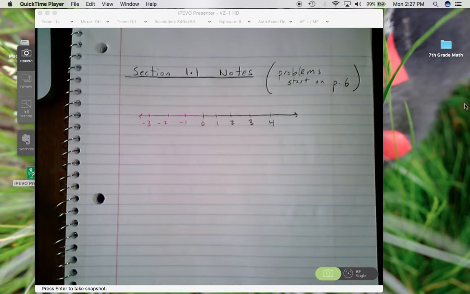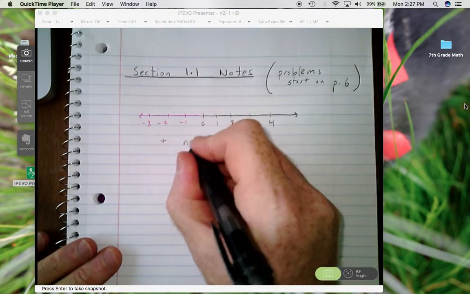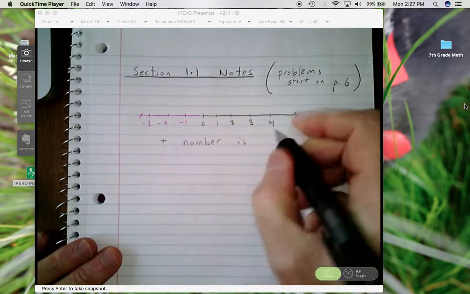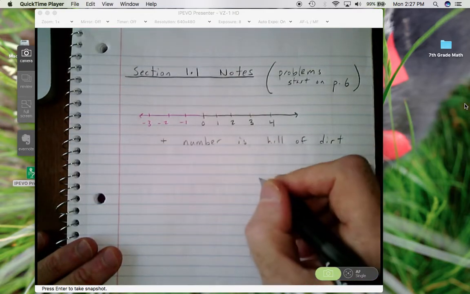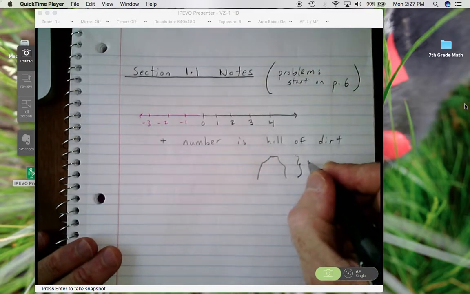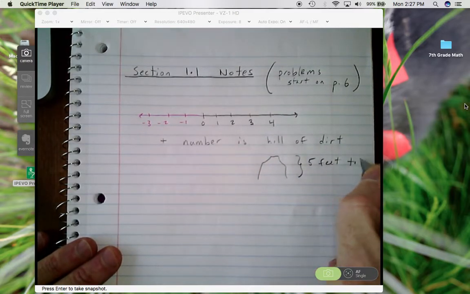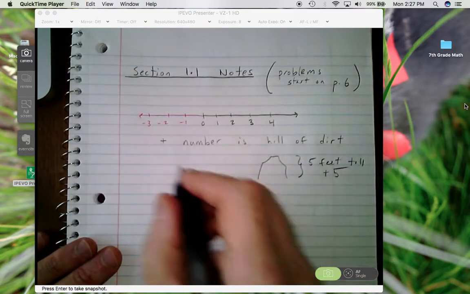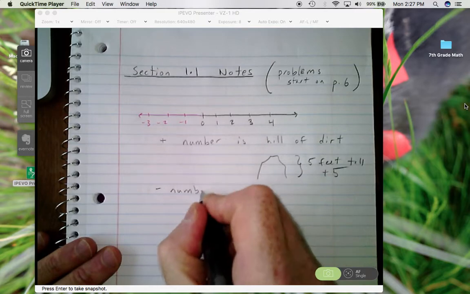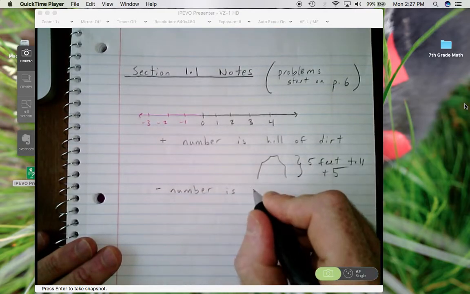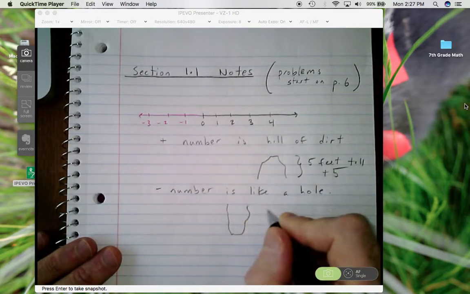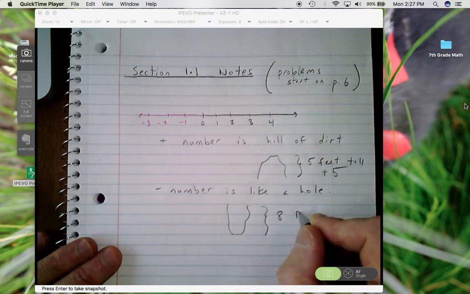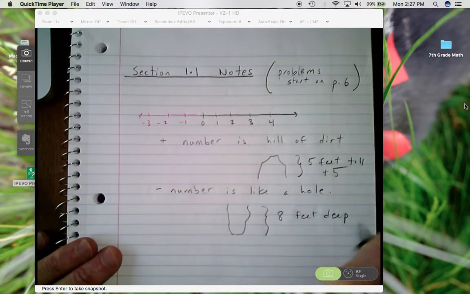So I like to think of positive numbers a couple different ways. A positive number is kind of like a hill of dirt. Okay, so it's kind of like a mound. So if that's 5 feet tall, that's +5. Whereas a negative number, I like to think of that like a hole in the ground. So if it's 8 feet deep, that's like -8.